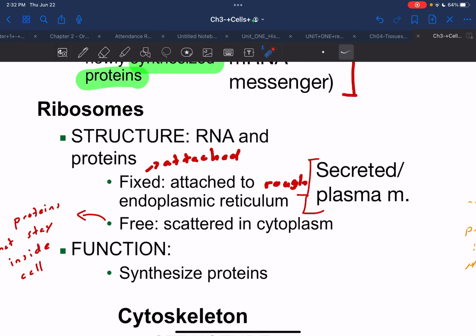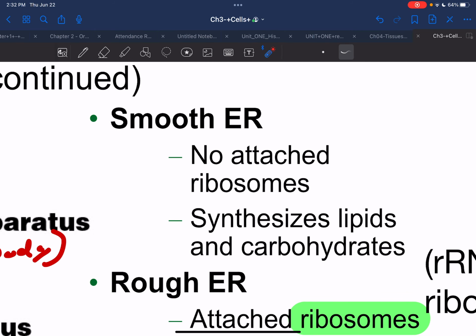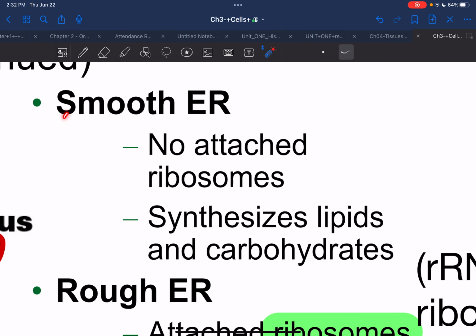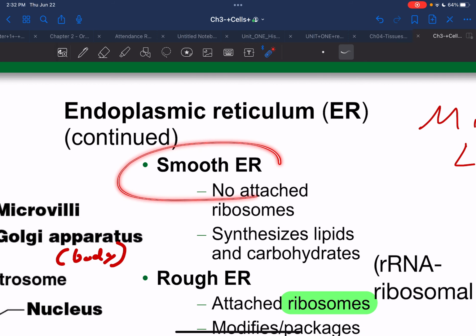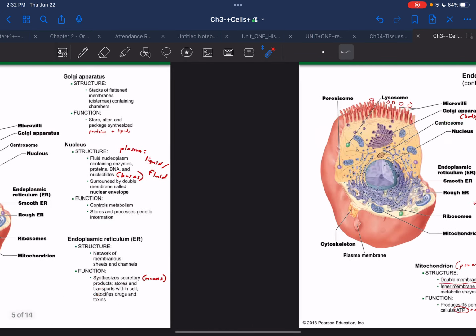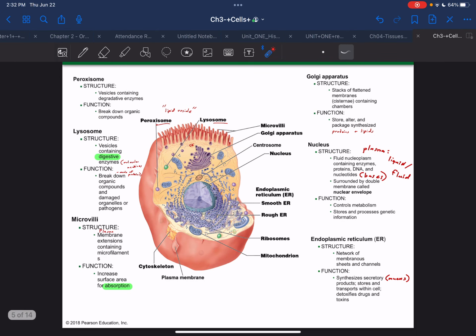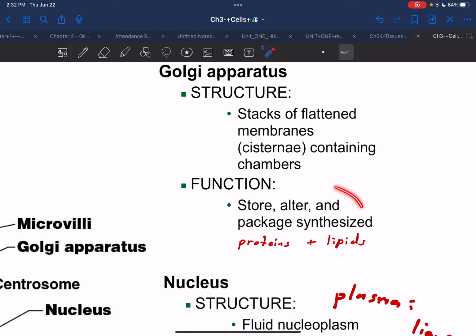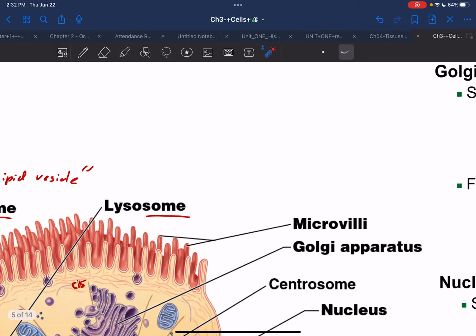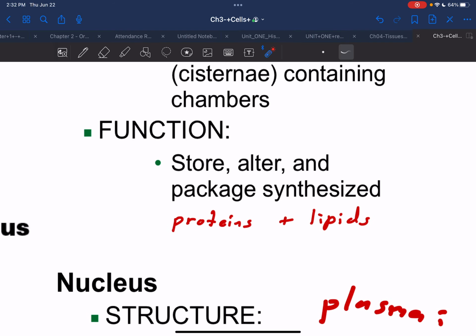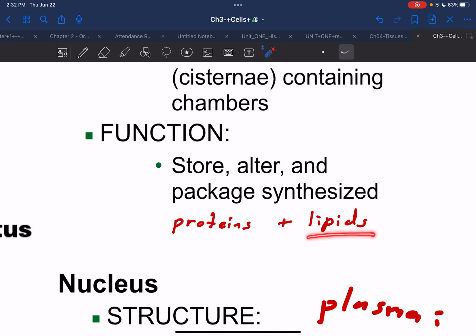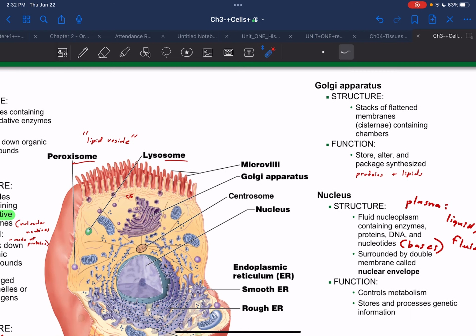Remember that I said, what does the smooth ER make? Oh, dang, it's already there. So what does the smooth ER make? Lipids. And if we're part of the ER or the rough ER, what's our next destination? The Golgi. And let's look at our definition of the Golgi. The Golgi will store, alter, and package. And what does it store and alter and package? Lipids and proteins.